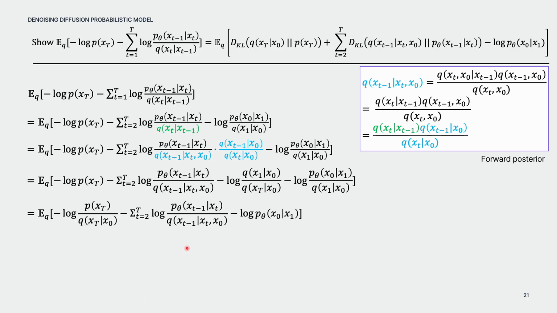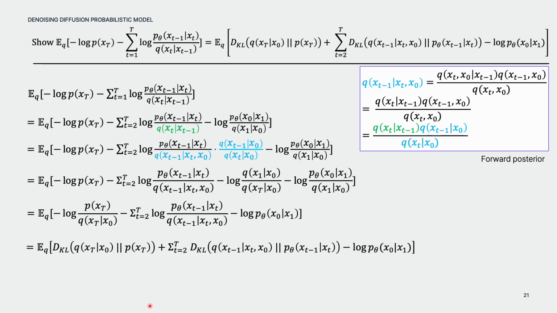And then it's a simple move. So this q of x large T given x0 goes here, and q of x1 given x0, I'm sorry, it is cancelled out with this term. So we get this line. And the rest is a simple transformation to KL divergence. And this is the final loss from the variational inference.